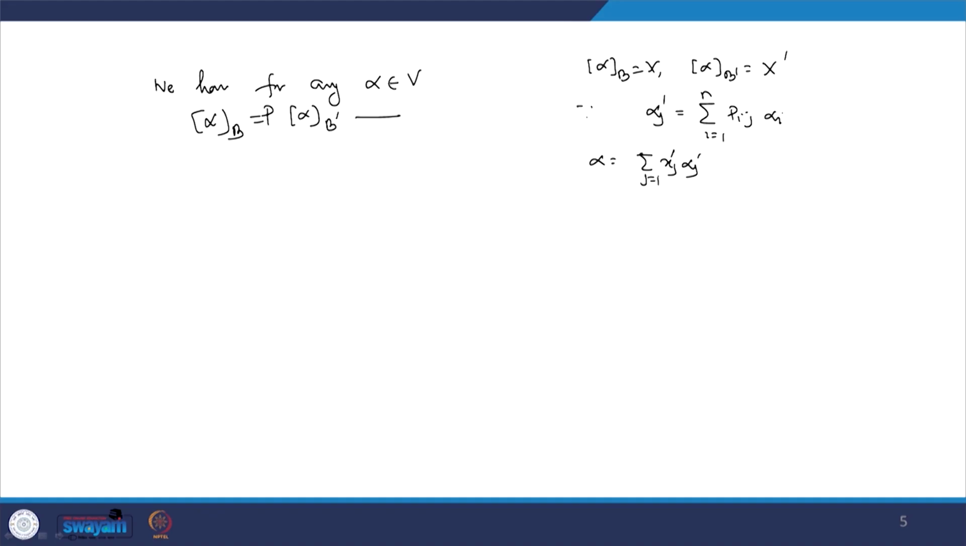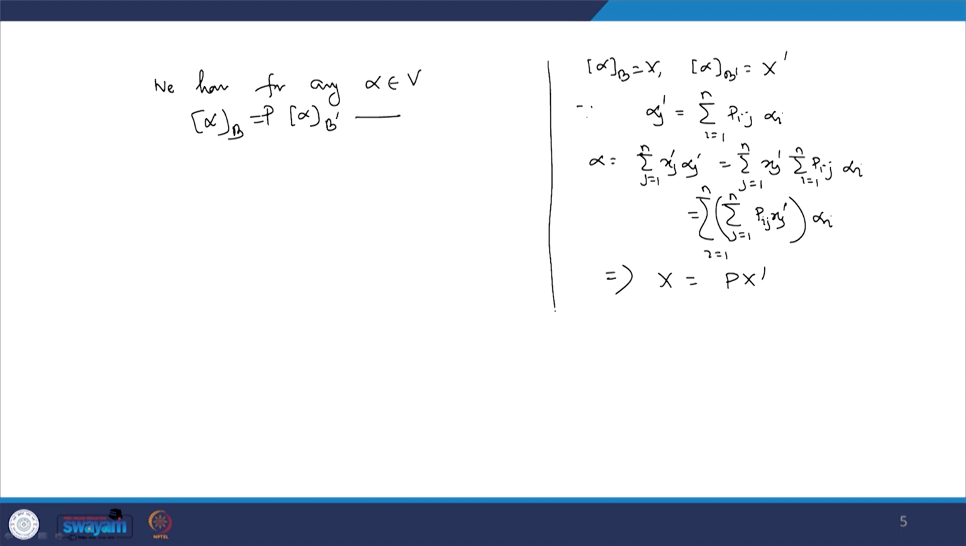So, sum over j equal to 1 to n, and then this will be equal to sigma x_j' and p_ij alpha, i equal to 1 to n, j equal to 1 to n. Exchanging the order of the summation, I will have sigma over j equal to 1 to n of sum over i equal to 1 to n of p_ij x_j' times alpha_i. So, this implies that capital X is equal to P into X'.